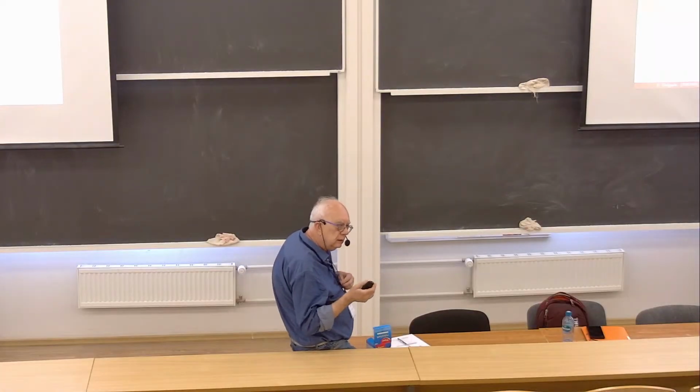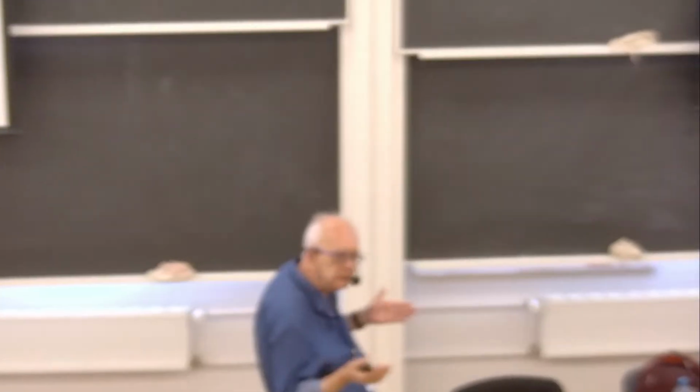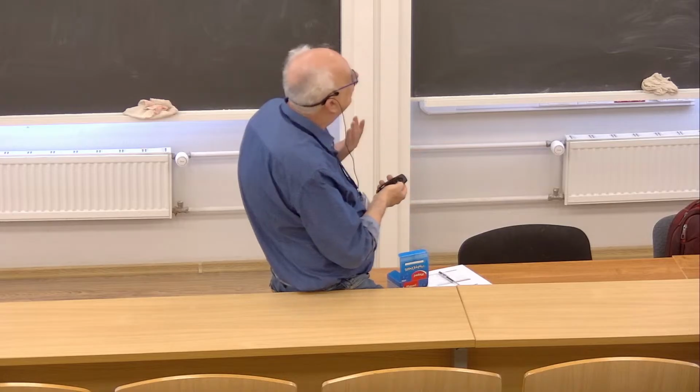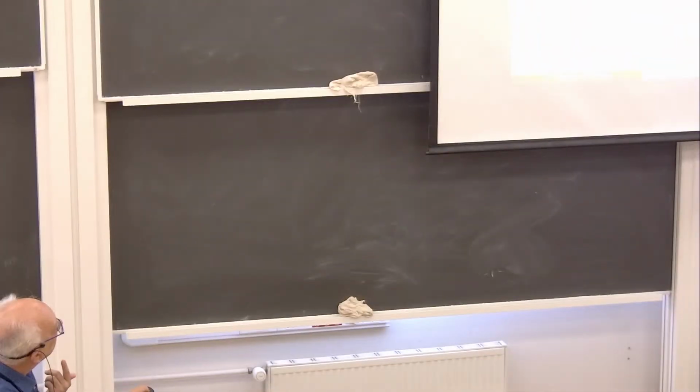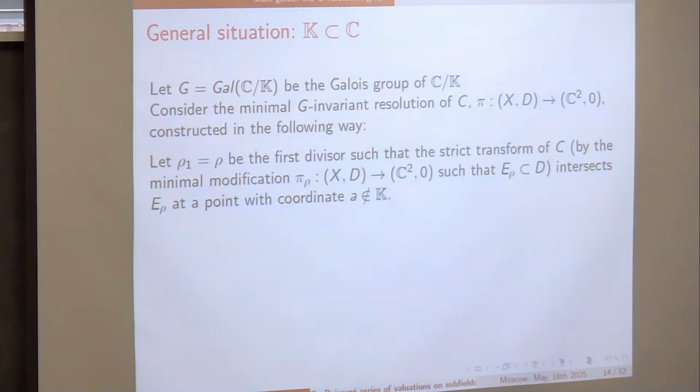I start making blow-ups. At the beginning, you have points. The curve meets only in points with coefficients in K. You can imagine, for example, the rationals. But there comes one moment in which this is not the case. So this is the first point. I called rho for the reals, here I call rho 1. So this is the first divisor such that the strict transform of C, by the minimal modification, of course, to arrive here, intersects the divisor in a point with coordinates out of K. So you have some point with affine coordinates which are not in K.